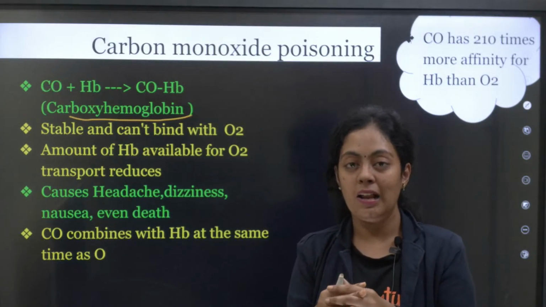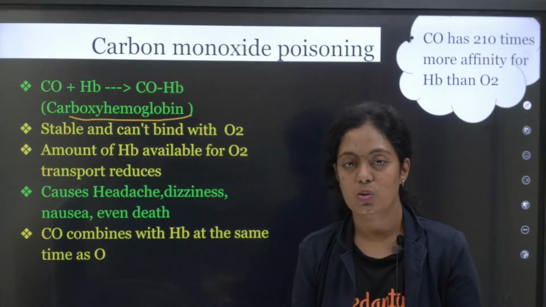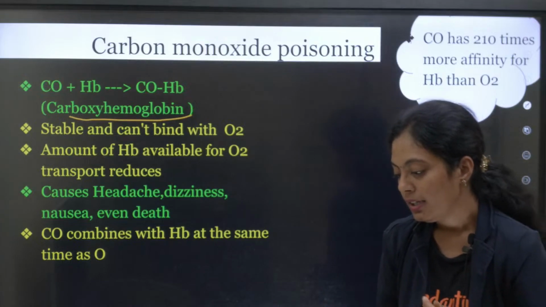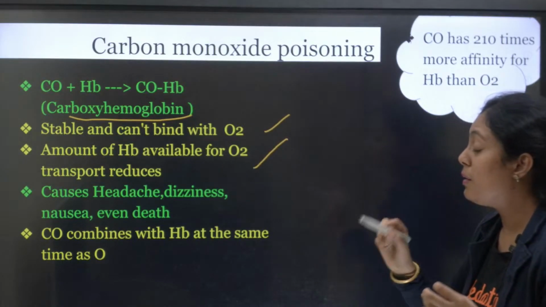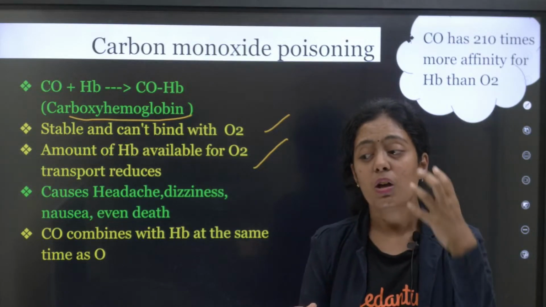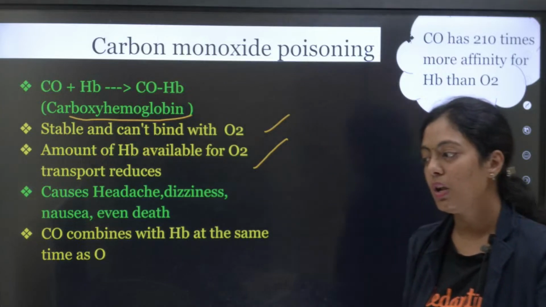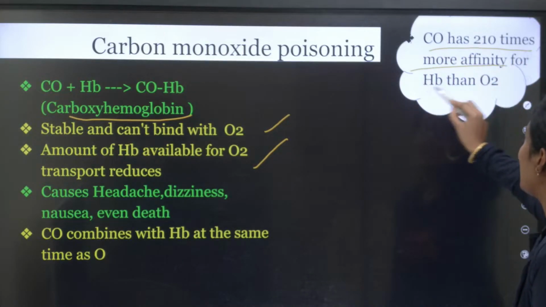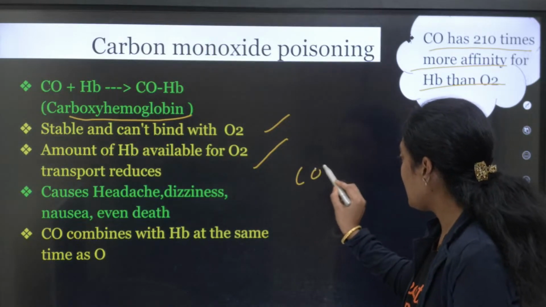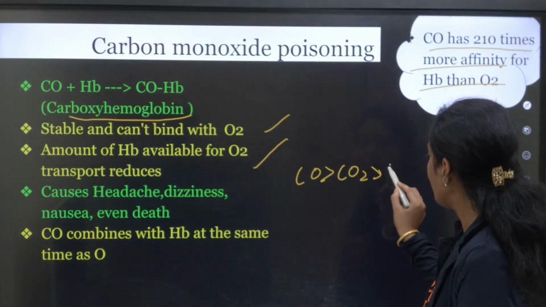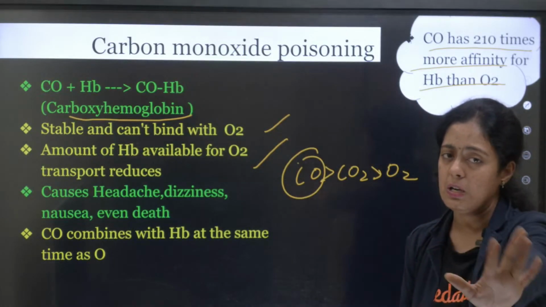Now if I say I will not quit smoking, I will keep smoking, I will not leave my bad habits, then there is no treatment. It is stable and cannot bind with oxygen. The amount of hemoglobin available for oxygen transport reduces, causing headache, dizziness, nausea and even death. It's a poison. That's why I said carbon monoxide has 210 times more affinity for hemoglobin than oxygen. So you can see carbon monoxide is a very, very potent poison.